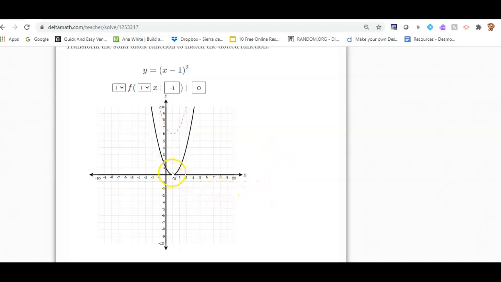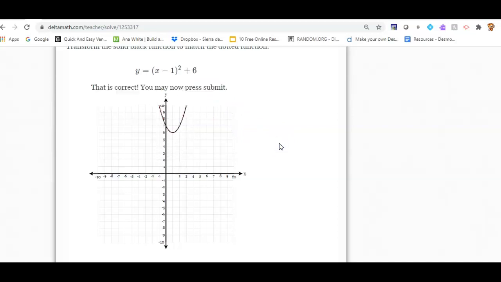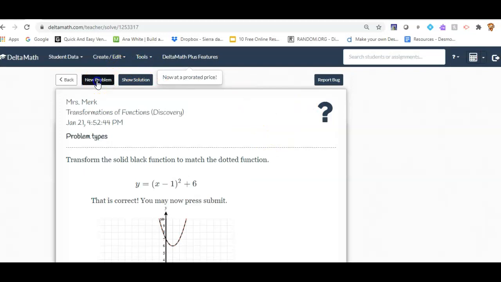-1 so that it slides to the right. Next, I need to get this black parabola to go up 6 units. And moving up and down is very intuitive. If you want to go up, you add 6. If you want to go down, you subtract 6. And there we have it. Let's try another one.